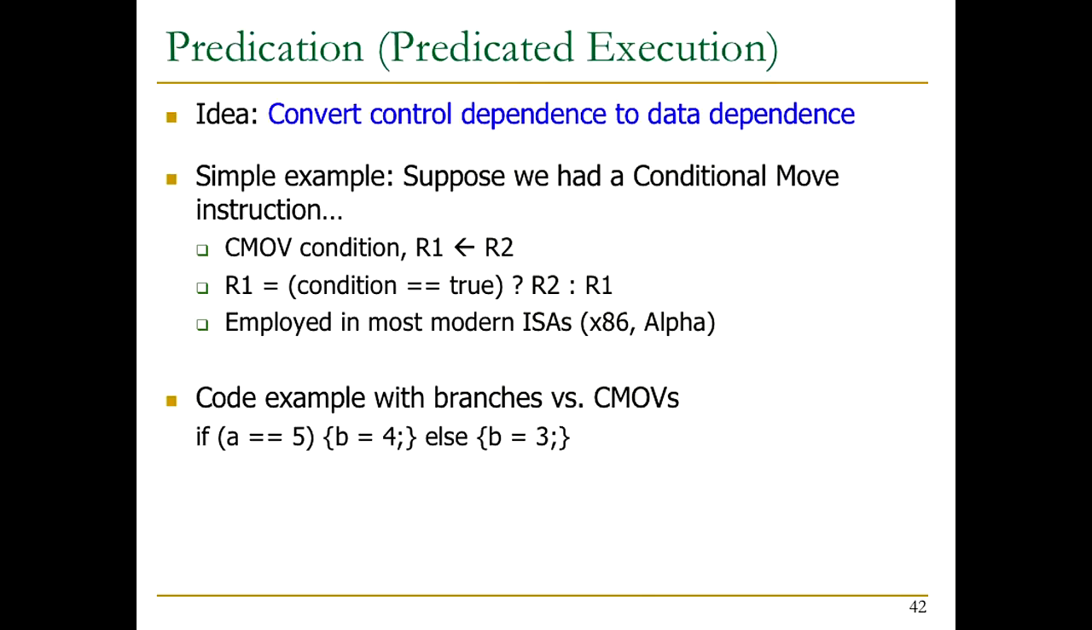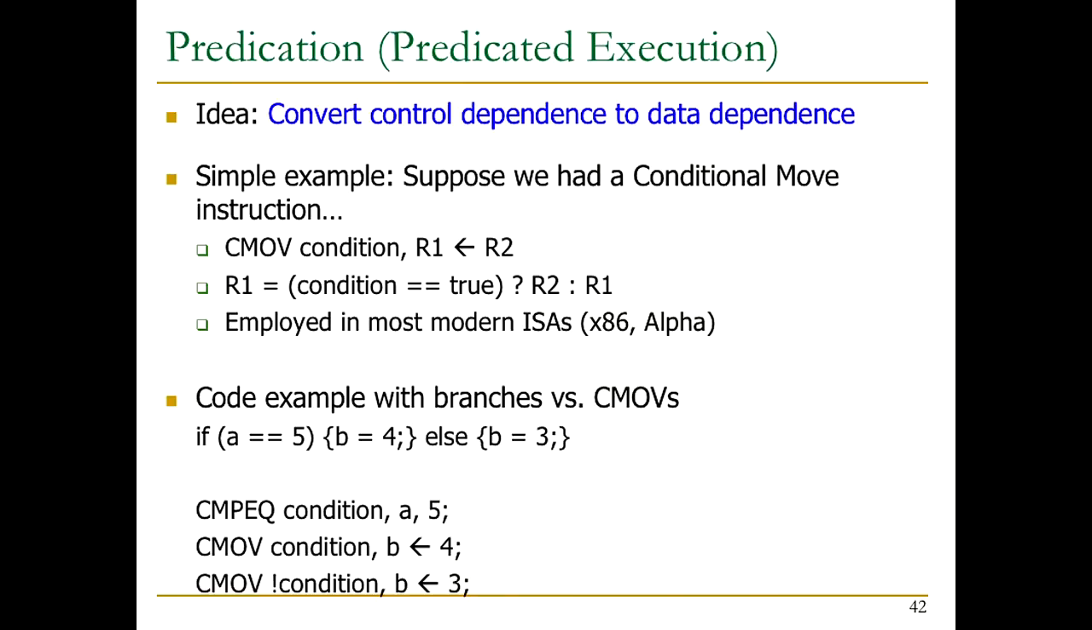So this is one example with branches. If A is equal to 5, you set B to 4. Otherwise, you set B to 3. You could very simply write this with a comparison and two conditional moves. The comparison checks if A is equal to 5, compare equal, and it sets this condition, which could be a register again, a condition register. And this conditional move, if the condition is true, moves 4 into B. And this other conditional move moves 3 into B if the condition is false.